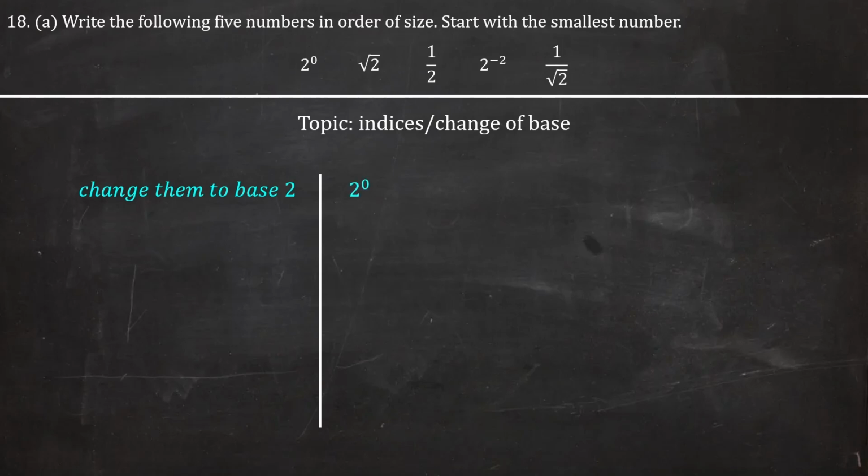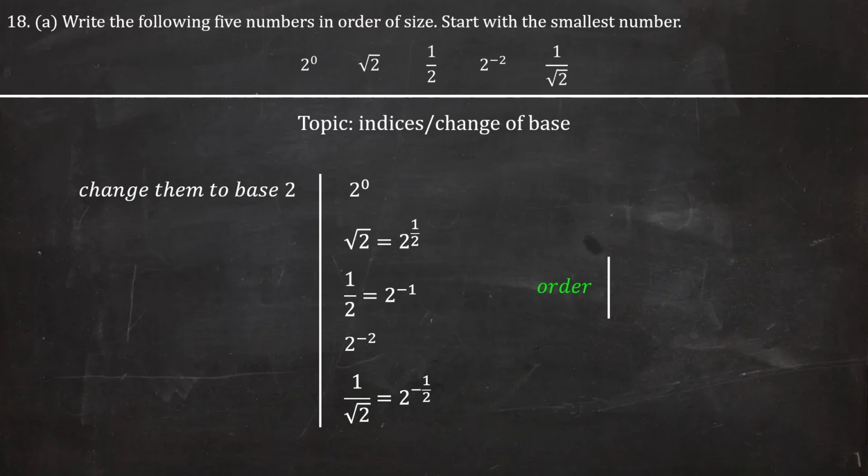2 to the 0 is already there, we don't need to do anything. Root 2 is the same thing as 2 to the power of a half. 1 over 2 is the same thing as 2 to the minus 1. 2 to the minus 2 is already in the base 2, and 1 over root 2 is the same thing as 2 to the power of minus a half. Now that we have them in the same format, we can order, but remember to use the original values.